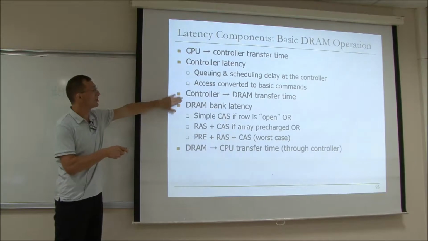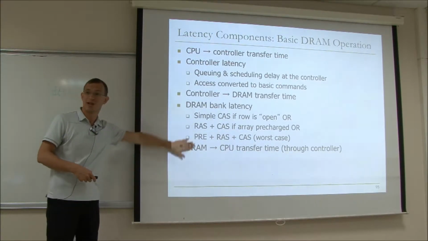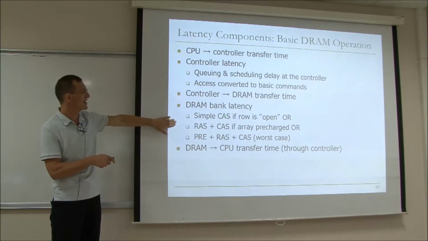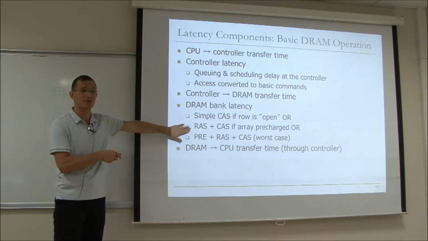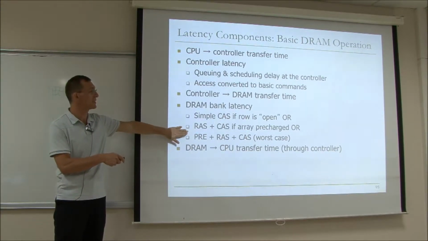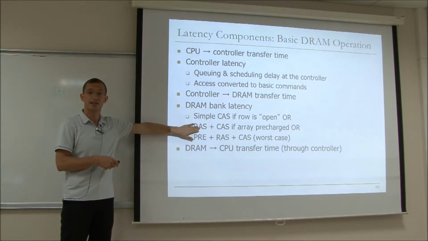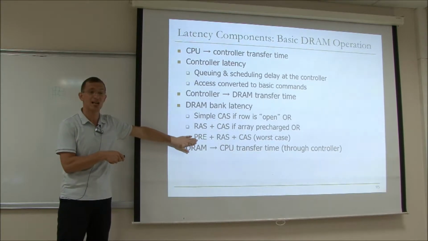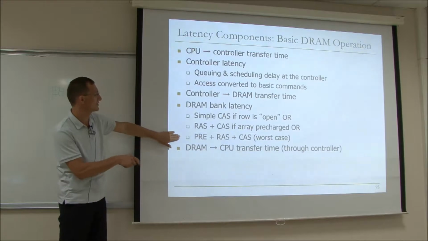And then the controller transfers those commands to the DRAM, and there's DRAM bank latency, which is perhaps the dominant latency. And this could be a row hit. CAS means column address strobe. If the row is open, basically you just send the column address. RAS means row address strobe. If the array is precharged, if the row buffer is closed, you send the row address strobe and column address strobe. In the worst case, you send a precharge, row address strobe, and column address strobe. And that's the most costly access.